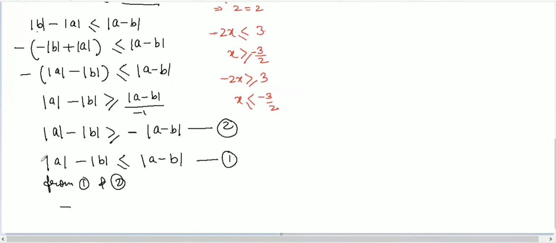Both sides are the same here. Absolute value of a minus b, absolute value of a minus absolute value of b. So I'm going to write it this way: minus of absolute value of a minus b is less than or equal to c, less than or equal to absolute value of a minus absolute value of b. Now this one is less than or equal to absolute value of a minus b.